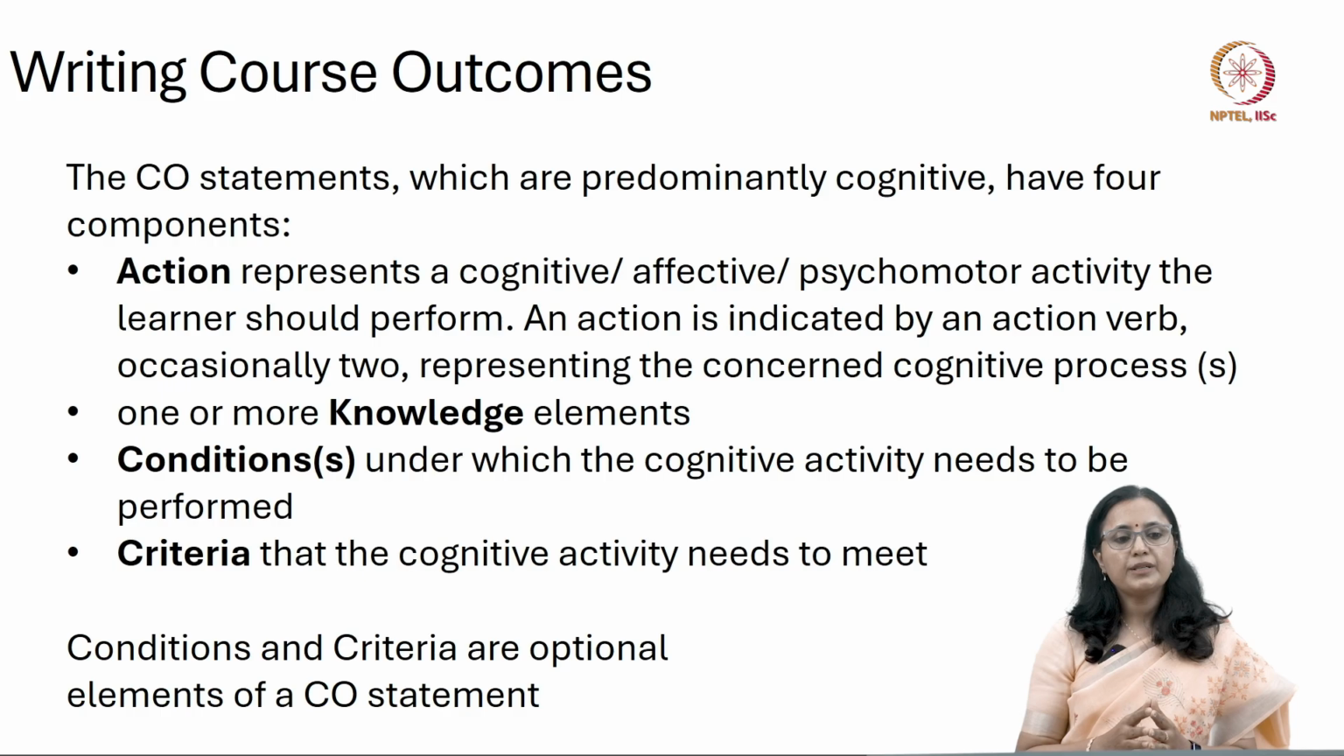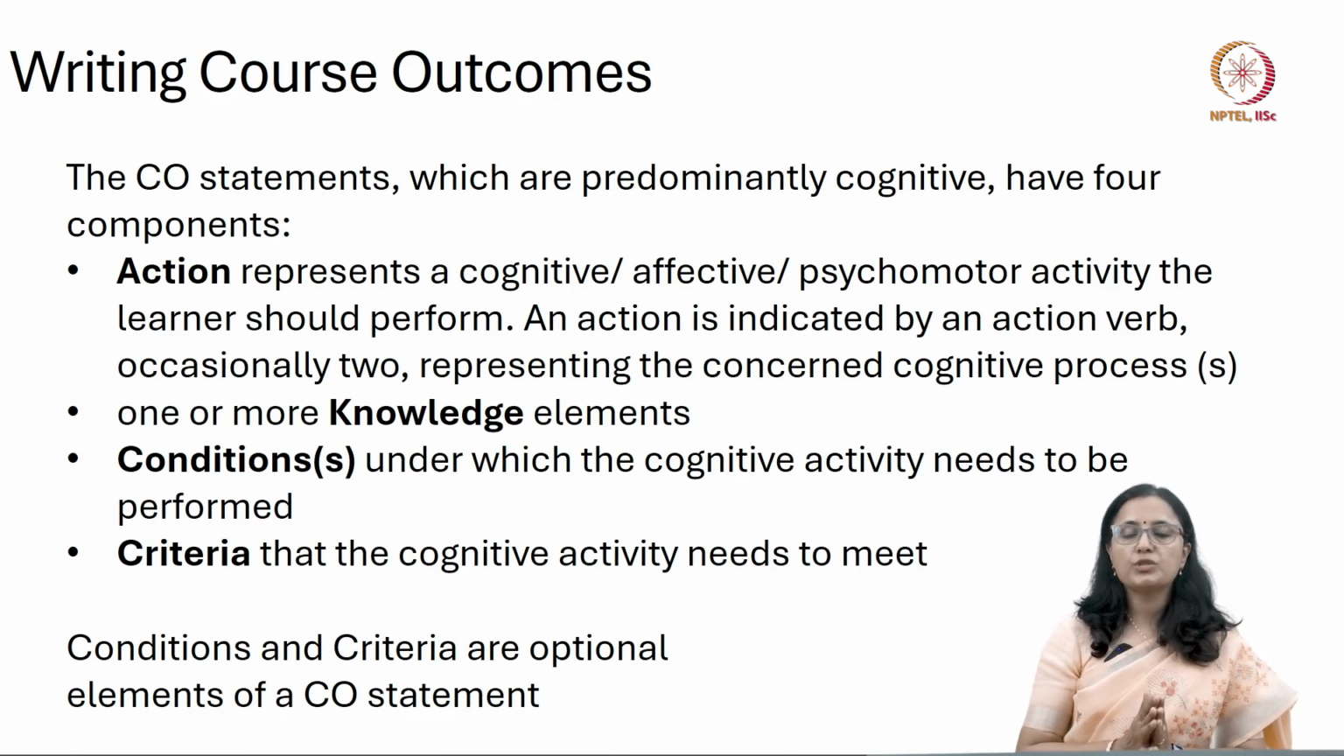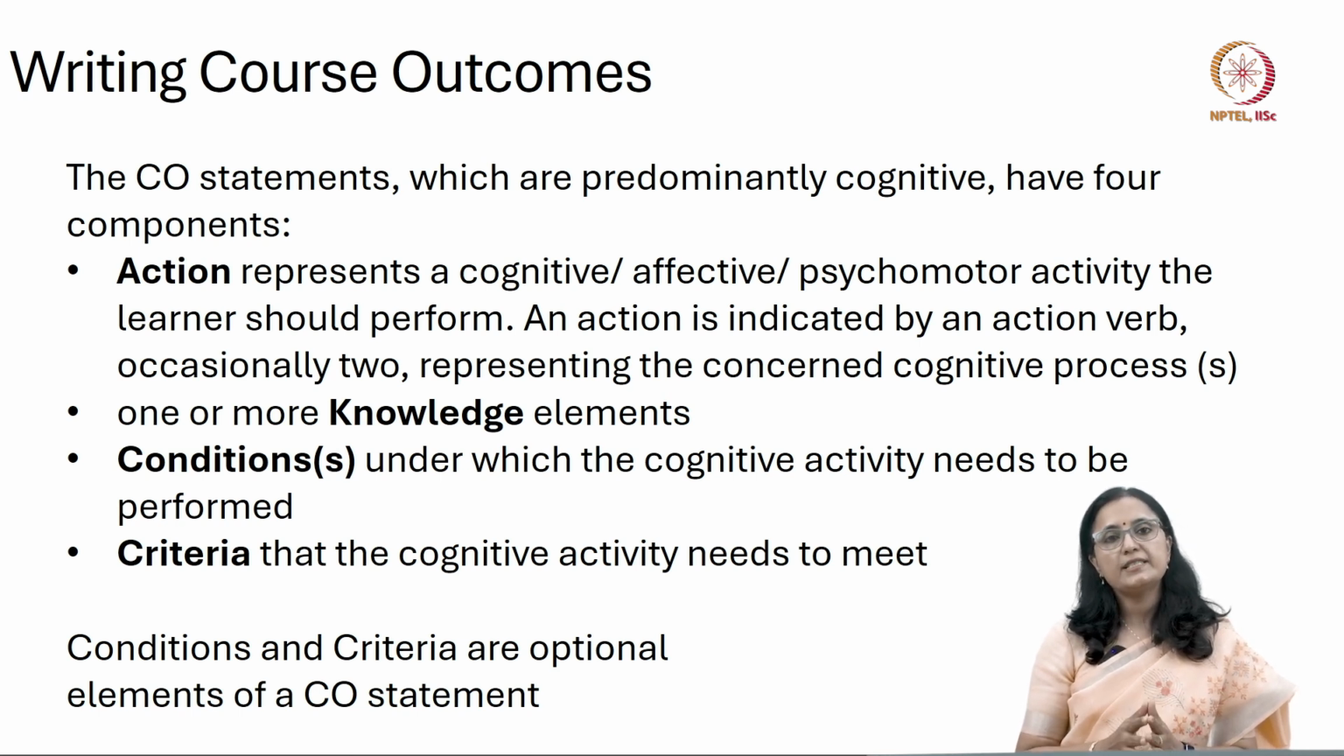Then coming to the conditions: the condition under which the cognitive activity needs to be performed, and the criteria that the cognitive activity needs to meet. So, when we are talking about a course outcome, we are talking about four aspects: action, knowledge, conditions, and criteria. However, it is important to note that condition and criteria are optional. You might choose to write course outcome statements only using the action verb and the knowledge element. Let us see a few examples.